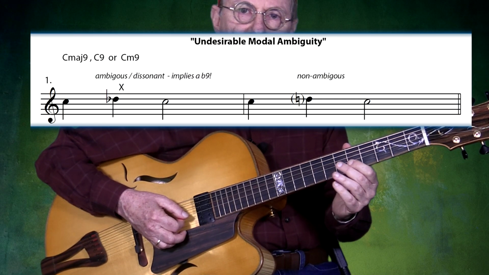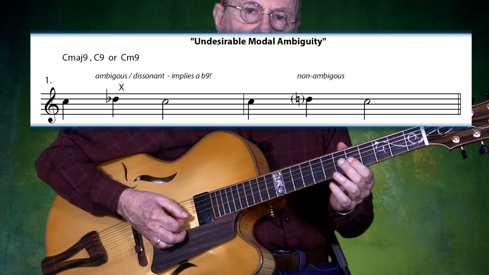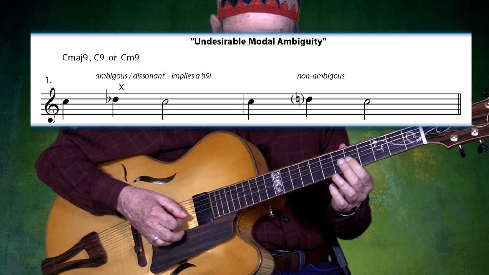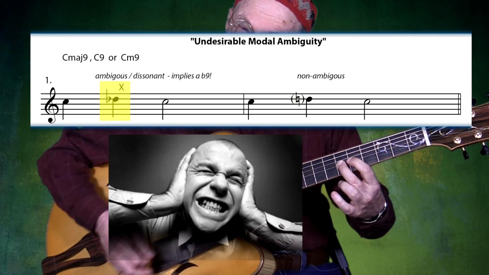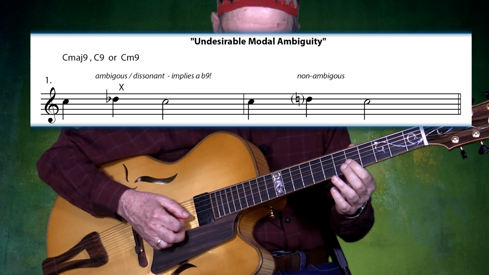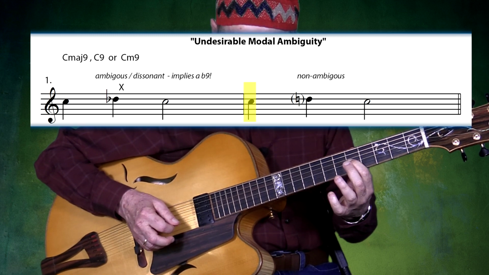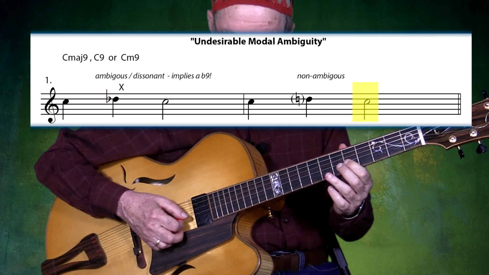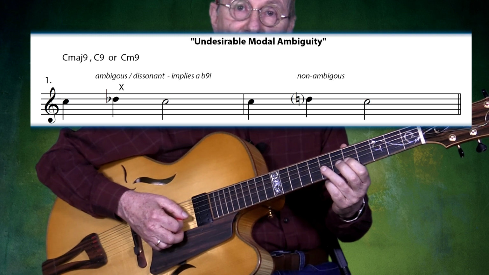So we're going to hear a C major 9 in the background. I'm going to play the root and its upper chromatic neighboring tone, which is not diatonic to the C major scale. And it sounds like this. Ugh, disgusting. That's very dissonant, ambiguous. Now let's play that chord again. That's non-ambiguous because now I played the upper neighboring tone, which is diatonic, in other words, the natural 2.